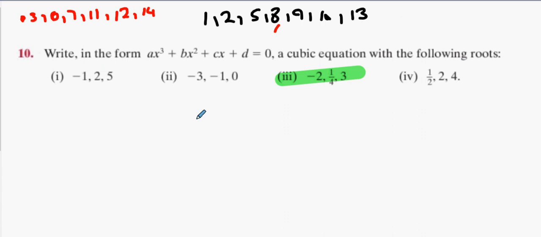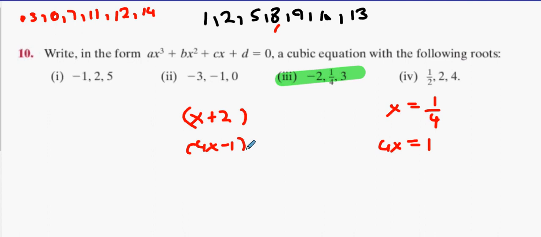Alright, lads. Did anybody get x plus 2 for the first factor? The second factor is slightly trickier. Multiply it by 4 to get 4x equals 1. Then you're going to get 4x minus 1. Is that okay with you guys? And then x equals 3, so it's going to be x minus 3.